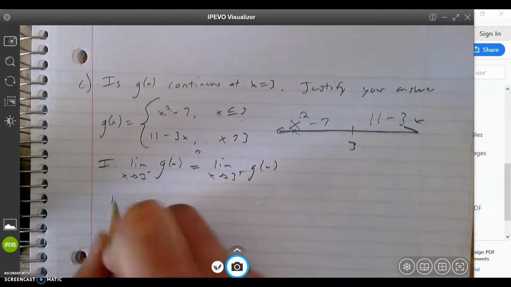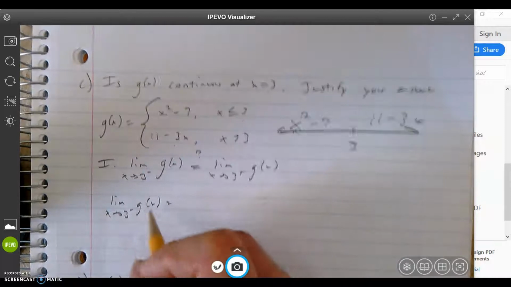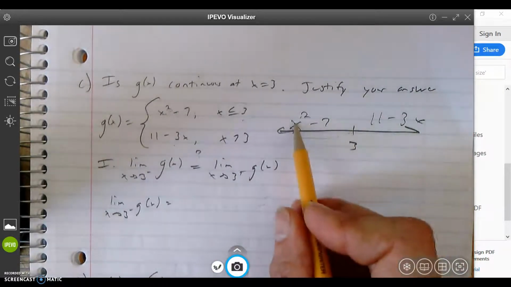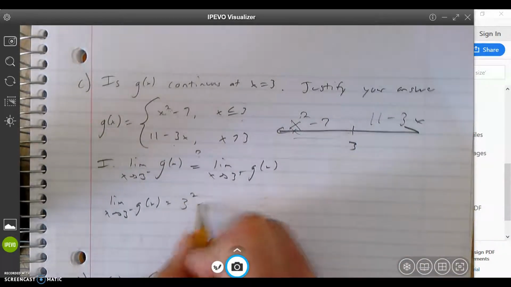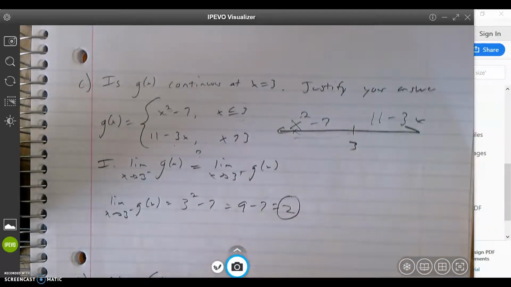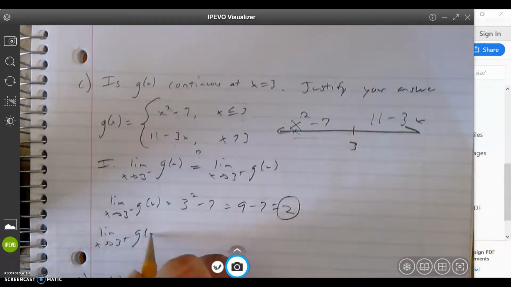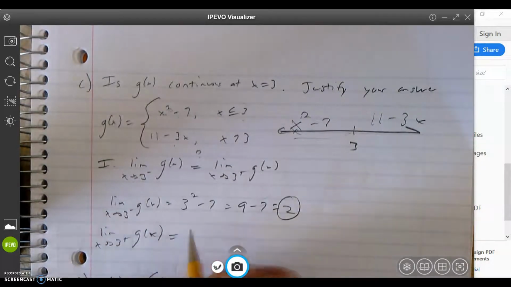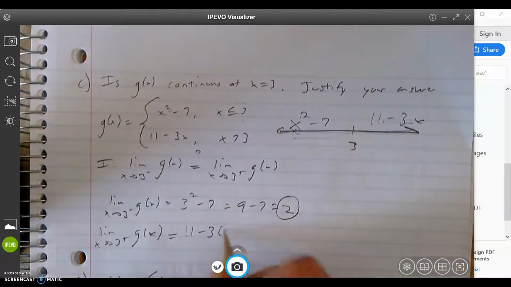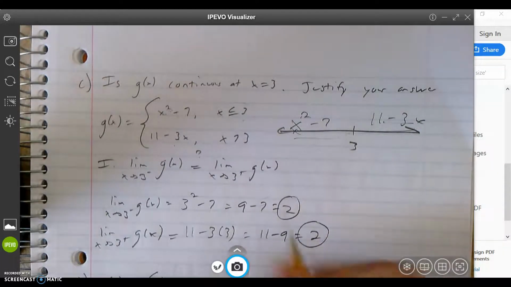So the limit as x approaches 3 from the left of g of x, and make sure you write down all this notation. From the left, you're on the parabola, so it's 3 squared minus 7, which is 9 minus 7, which is 2. Cool. And now from the right, the limit as x approaches 3 from the right of g of x. That's on this line, so it's 11 minus 3 times 3, which is 11 minus 9, which is 2. Cool.